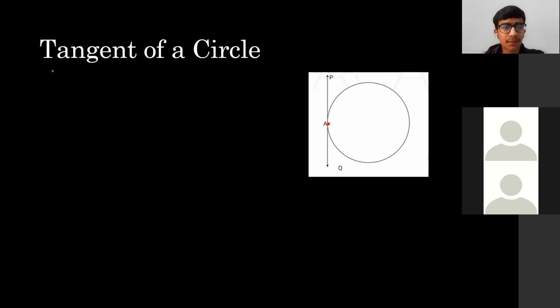So you can write the definition of the tangent of a circle. It's a line which touches the circle at only one point.